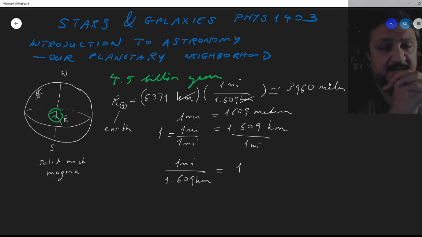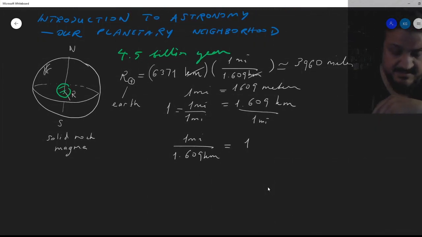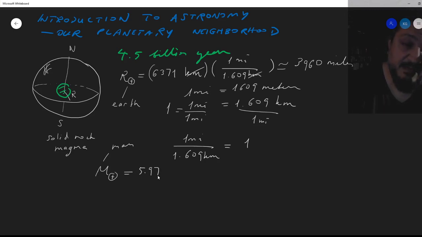And the second thing we can consider about Earth is its mass, all right? How much rock we have here, either solid or in the form of magma. M stands for mass, and M with the symbol for Earth here. This number, you can look it up, it's 5.97 times 10 to the power of 24 in kilograms, okay?